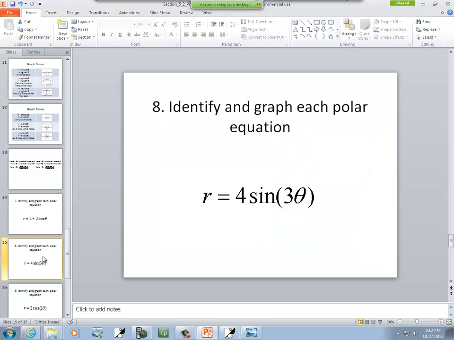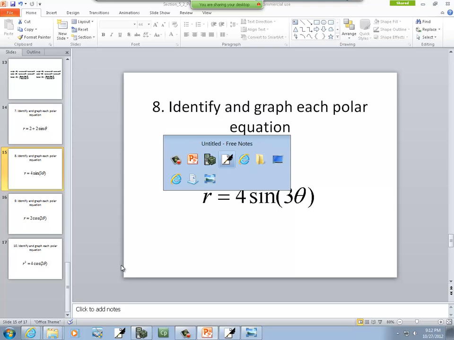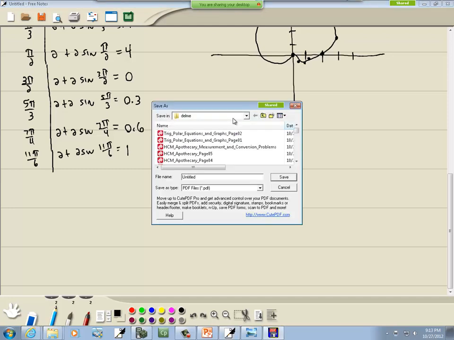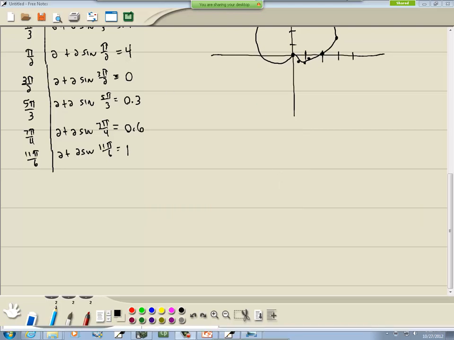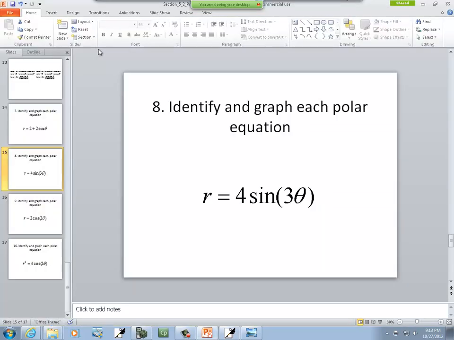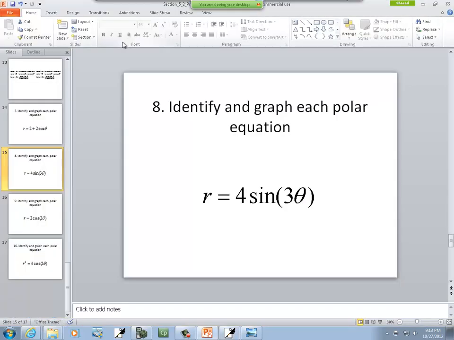Okay. Let's see. That was this one. So let's take a look at this one. Number 8. So number 8, we have r is equal to 4 sine 3 theta. And it says identify and then graph it.